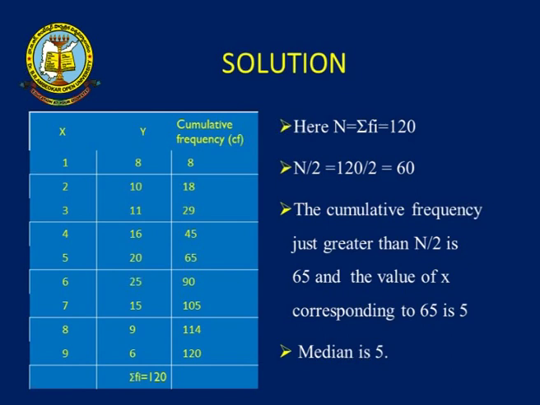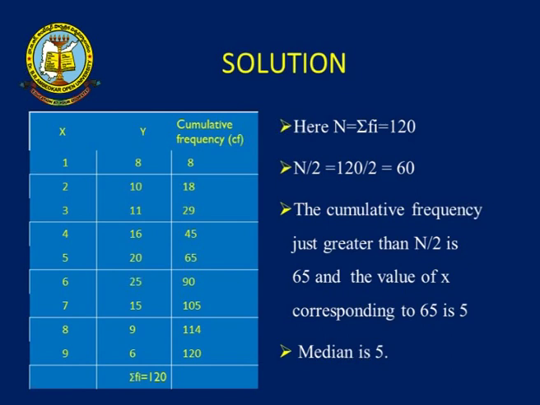This is the sum of the frequencies, and these values are the cumulative frequency values. Next, the second step is finding the n by 2 value. n is the total sum of the frequency values, which is 120, and 120 by 2 is equal to 60. The cumulative frequency just greater than n by 2 is 65. The corresponding frequency is 20, and the corresponding observation for that is 5. This is the median.